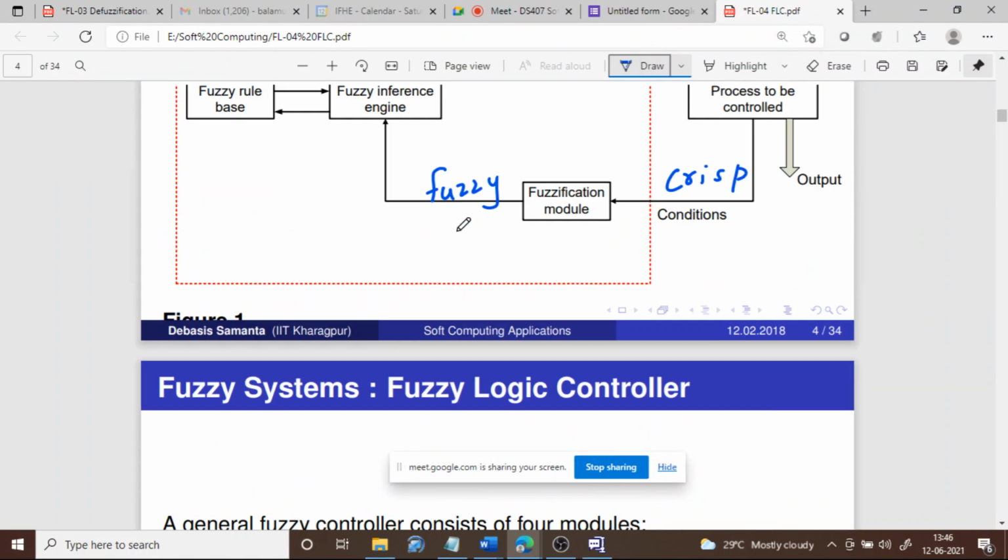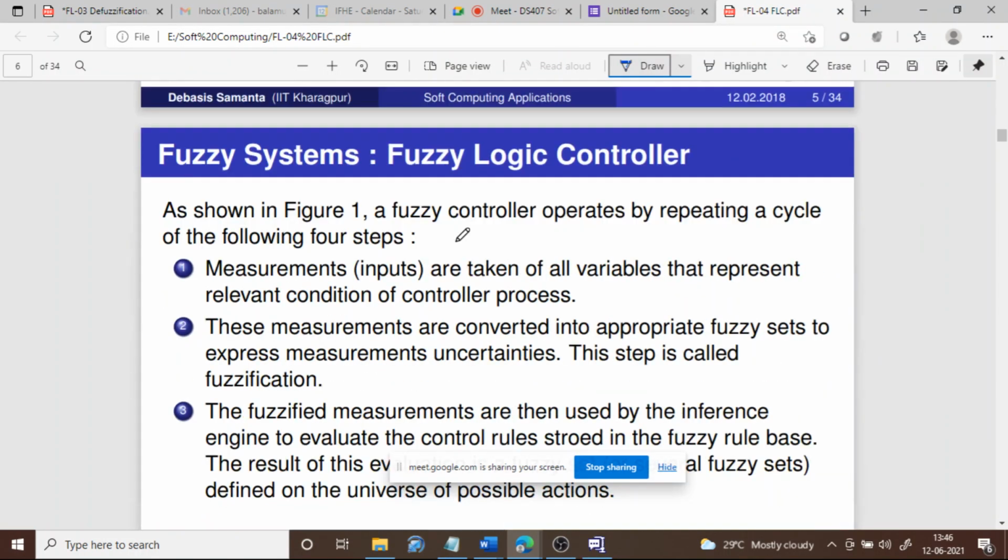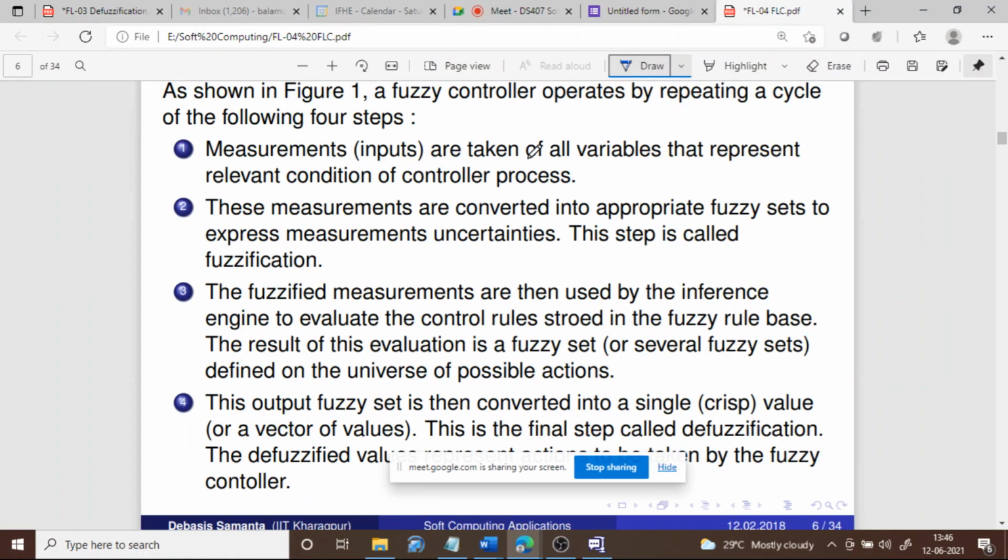This diagram basically shows that the measurements, in the sense of inputs, are taken for all variables that represent the relevant conditions for the control process. Normally these inputs are in crisp form, and these measurements are converted to appropriate fuzzy sets. We convert these crisp values to fuzzy sets to express some uncertainties, because fuzzy always captures uncertainties. This step is called fuzzification, that is, converting the crisp value to fuzzy sets.